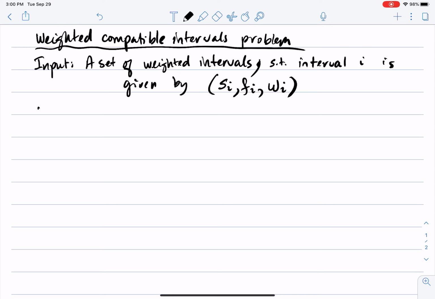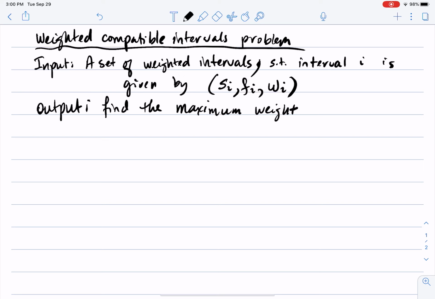And what's the output here? We want to find now not the maximum number of mutually compatible intervals, but we want to find the maximum weight of mutually compatible intervals.